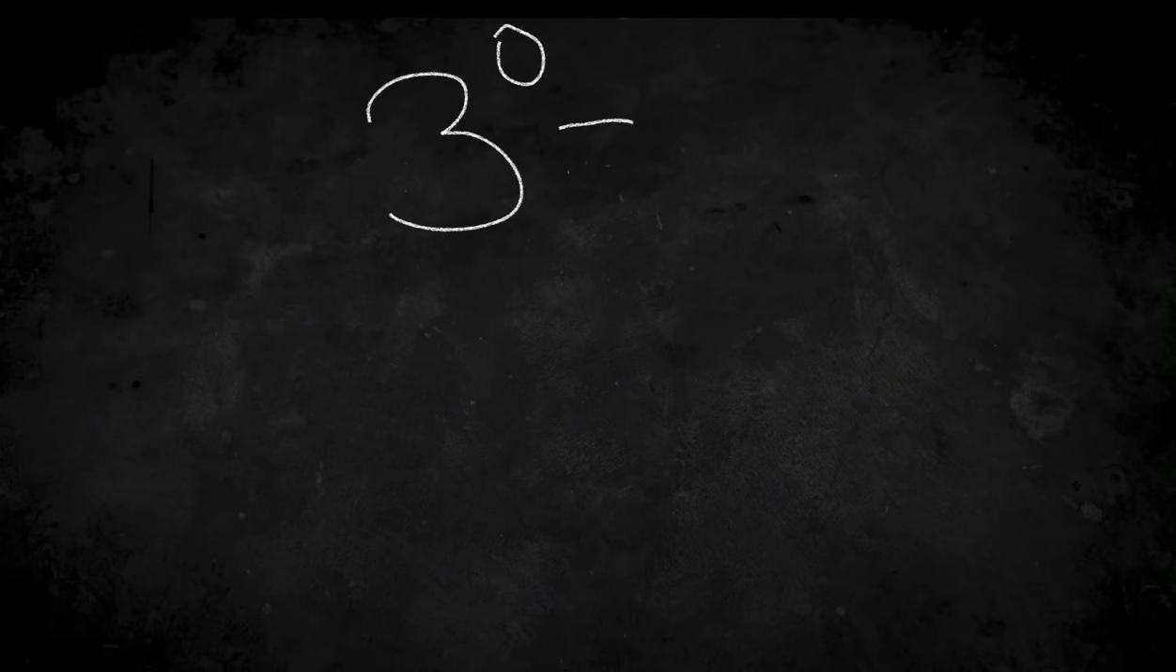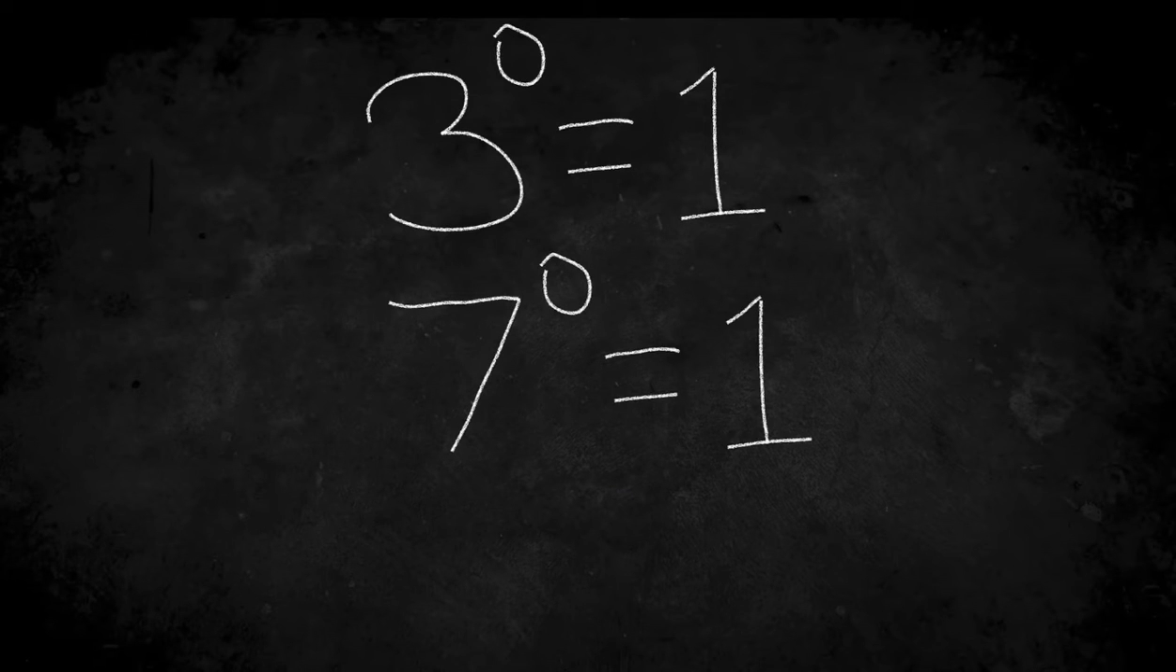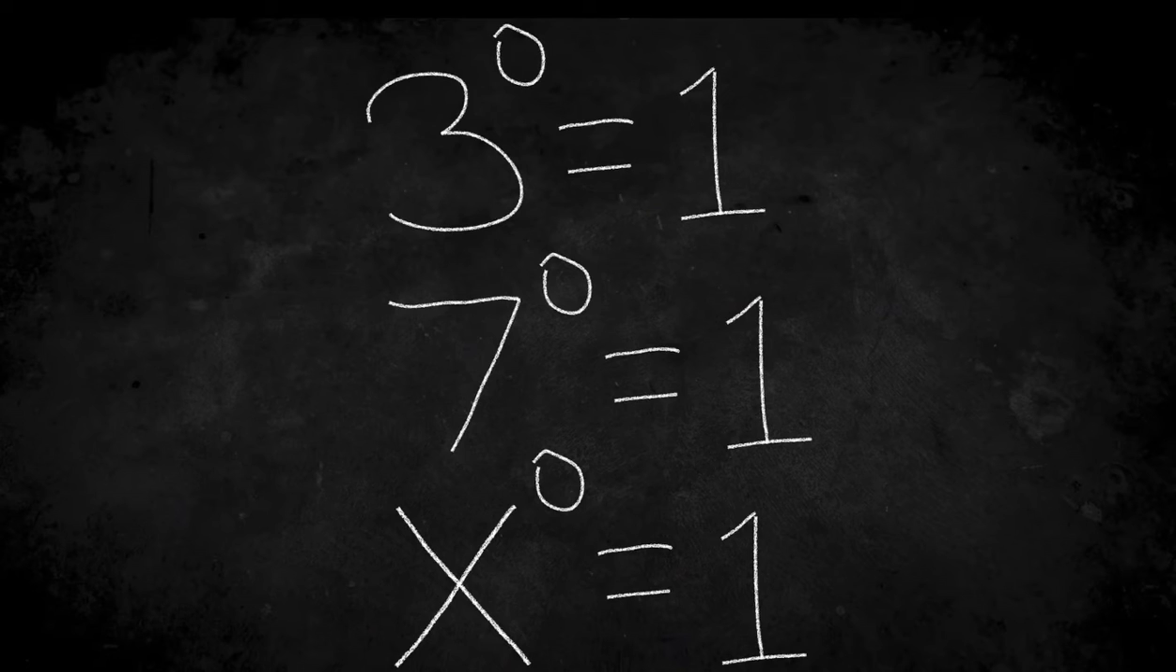Next is that when you have an exponent of 0, it'll always equal 1, no matter how big the number is. So 7 to the power of 0 also equals 1, and x to the power of 0. Well, even if we don't know what x equals, we know x to the power of 0 equals 1.